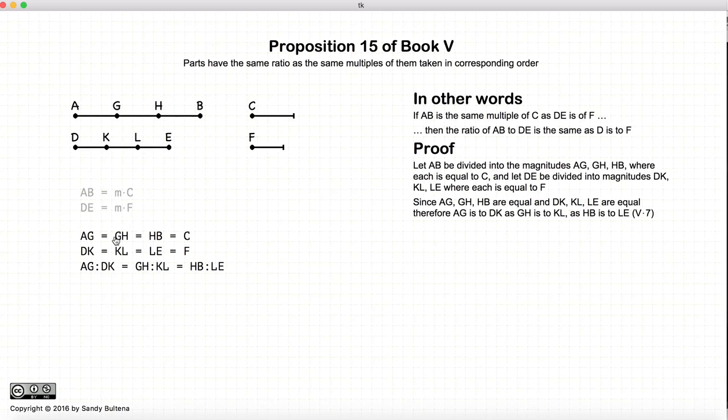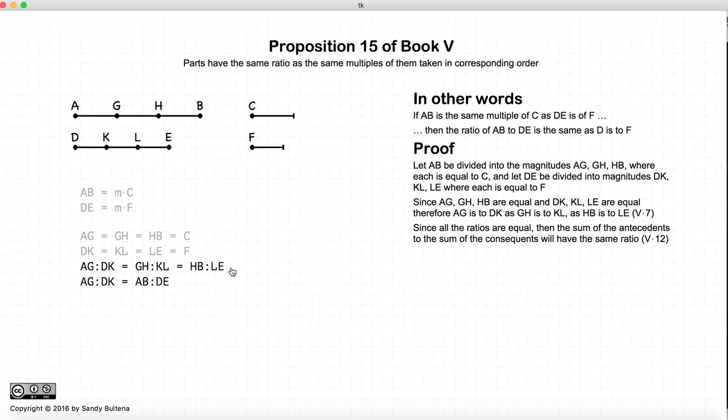Since AG is equal to GH is equal to HB, and DK is equal to KL equals to LE, according to Proposition 7, if these are all equal, then AG to DK will be equal to GH to KL, which will be equal to HB to LE. So we have that all three ratios are equal: AG to DK, GH to KL, HB to LE. These ratios are all equal.